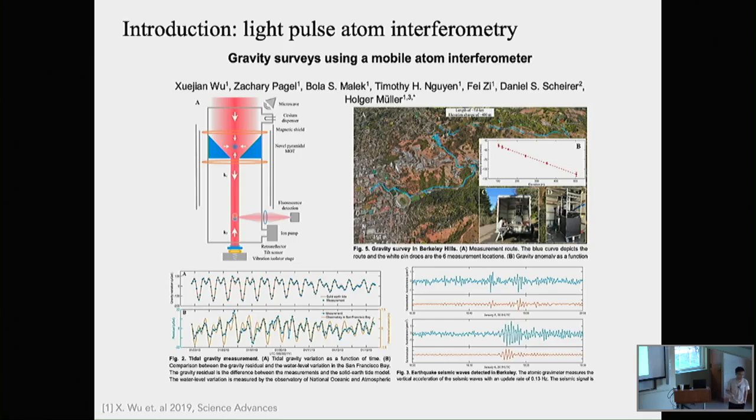How was the elevation measured? What? How was the elevation measured? I think it's read from Google Maps. Yeah. Okay.